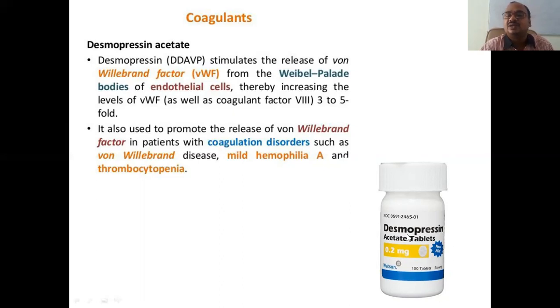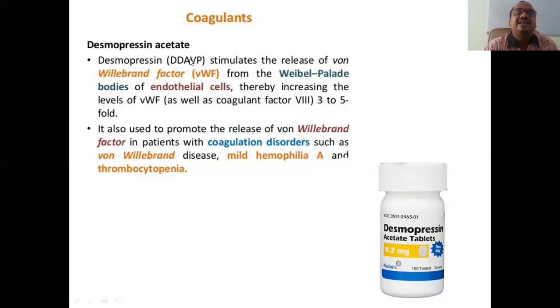Desmopressin, you can see the tablet here. Desmopressin acetate is available in the form of tablets, 0.2 mg, a very small dose. If you are giving a high dose, what happens? Inside the blood itself, it starts clotting. There is no flow of internal circulation of the blood in the body. It leads to a very dangerous condition.